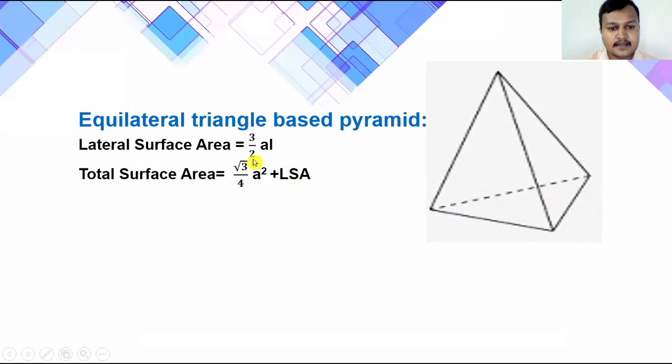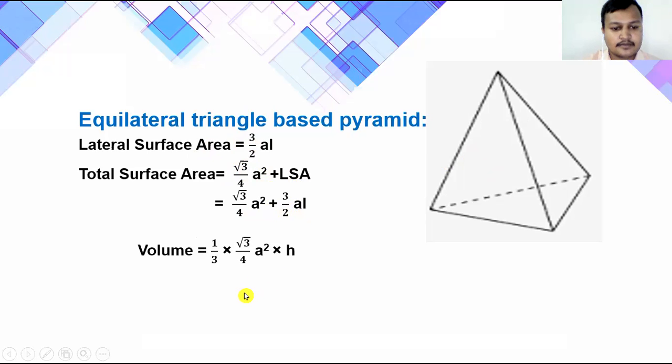And total surface area: area of this base equilateral triangle is root 3 by 4 A square, plus lateral surface area 3 by 2 A into L. So total surface area is root 3 by 4 A square plus 3 by 2 AL. Similarly, volume is 1 by 3 area of base into height. Area of base, area of this equilateral triangle, is root 3 by 4 A square into H. This is the volume of equilateral triangle based pyramid.